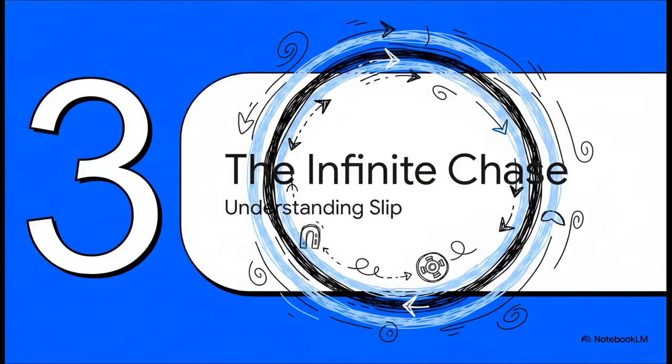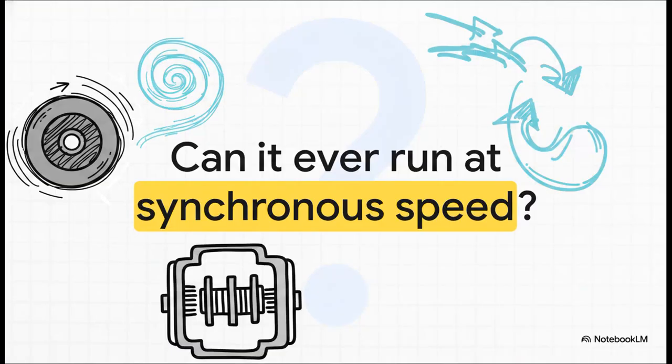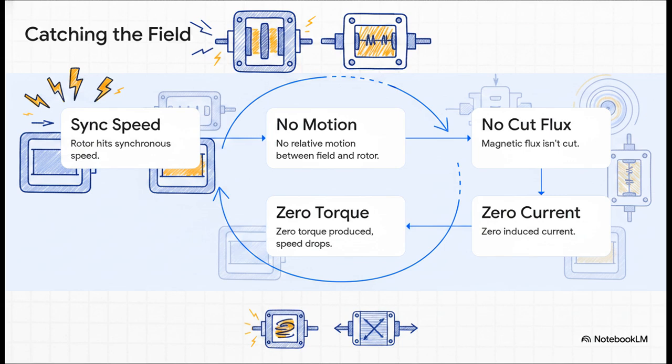Section 3. The infinite chase. Slip. Everything we've talked about sets the stage for an eternal, looping chase between that physical rotor and our invisible magnetic field. But let's pause for a second. Can the induction motor ever actually run at the exact synchronous speed of the magnetic field? Think about it. What would physically happen if that chunk of metal in the middle finally caught up to the magnetic ghost it's chasing? Let's walk through the chain reaction step by step.